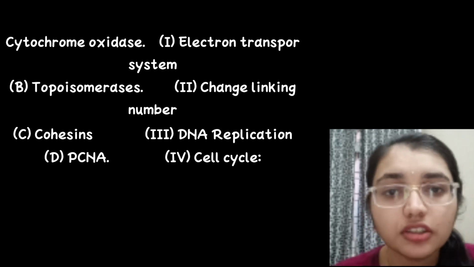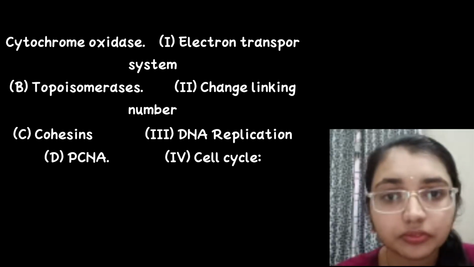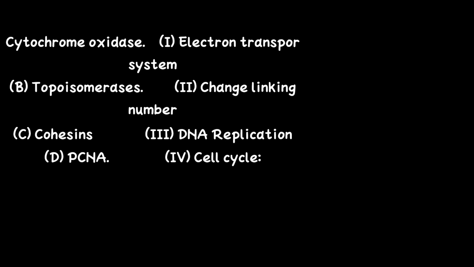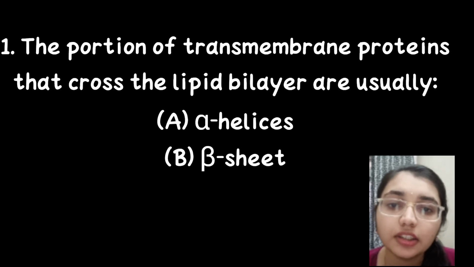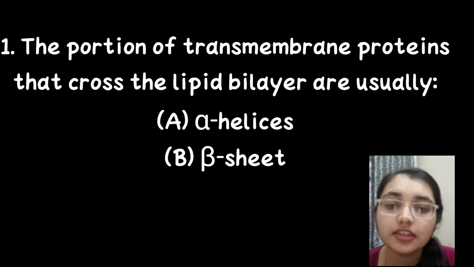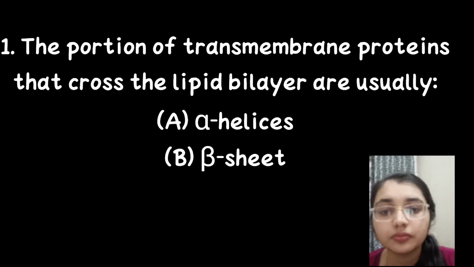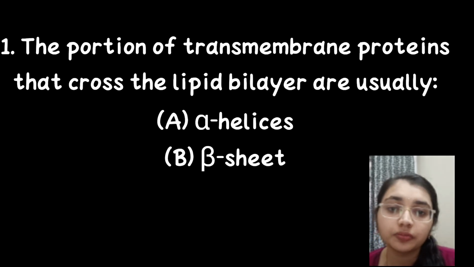Next question is, the portions of a transmembrane protein that cross the lipid bilayer are usually alpha helix, beta sheet, turns and loops. So try to answer it, then I'll answer it. It is alpha helix. Yes, correct answer.